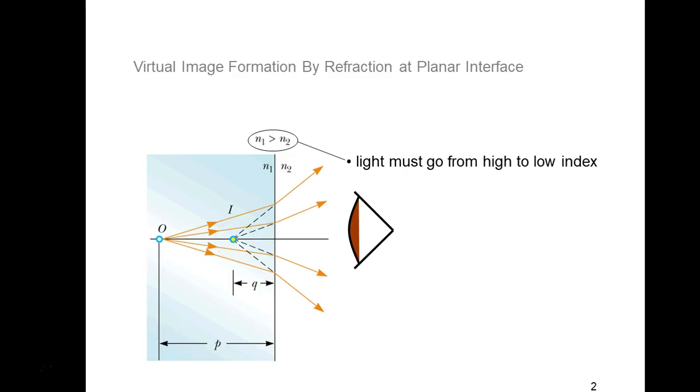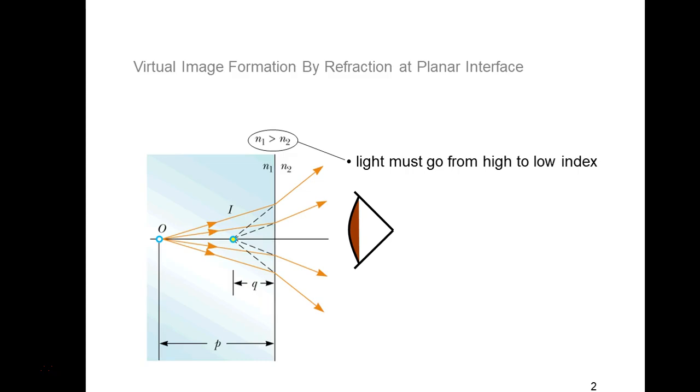It's a virtual image, and the only way somebody's going to see this virtual image is if the eye or a camera catches some of these diverging rays. So your eye has to be over here looking to the left, and you'll see this right here. Now this picture labels P the object distance and Q the image distance. We're going to do that in the next slide, but we'll also pay attention to the signs of those distances.